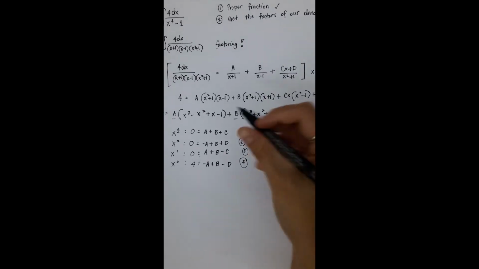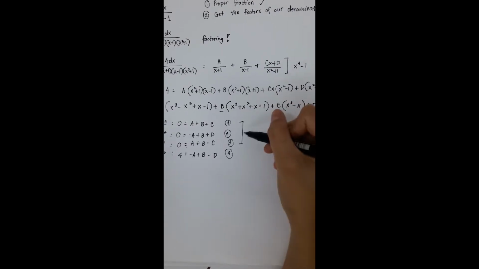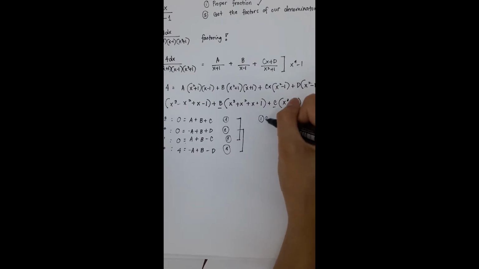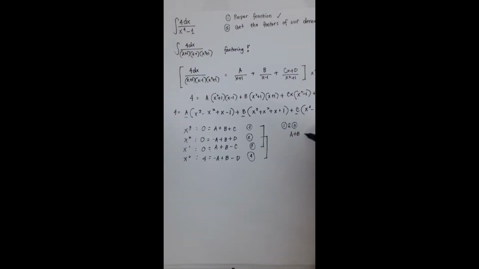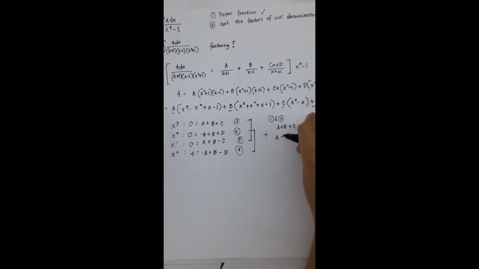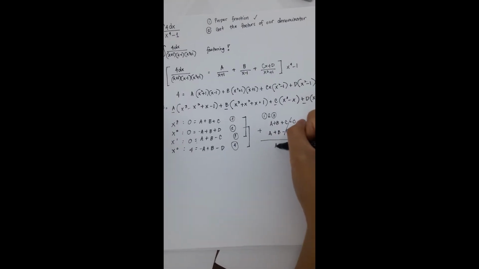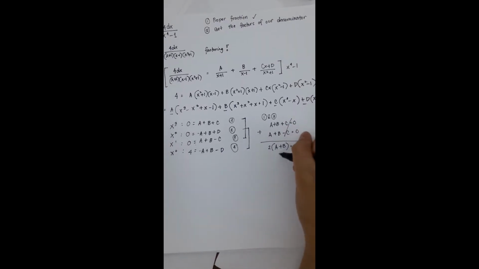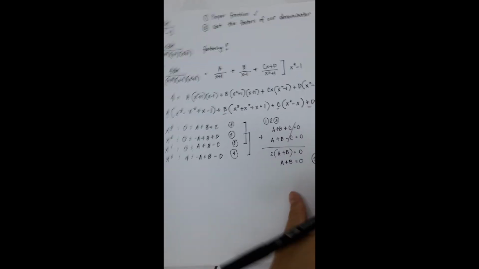Now to get the values of A, B, C, and D, we will use a system of linear equations, and we will combine equations 1 and 3 and equations 2 and 4. So combining equations 1 and 3, we have A plus B plus C is equal to 0 plus A plus B minus C is equal to 0. We can cancel out C and we have A plus B is equal to 0. So now this is our fifth equation.